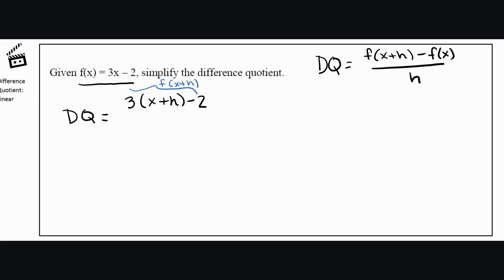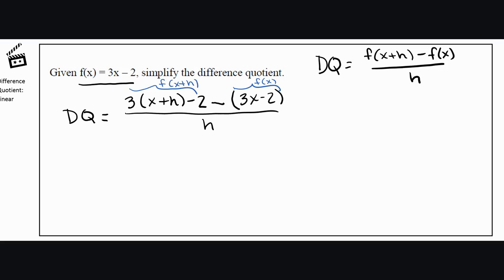Okay, then we're going to subtract f of x. Well, f of x is just our original function, and since we're subtracting, we want to be careful. We want to put our whole function in parentheses. Okay, and then we're going to divide by h. So this right here is our f of x, just our original function. Since we're subtracting, we'll have to distribute the minus, so we're just careful of putting it in parentheses.